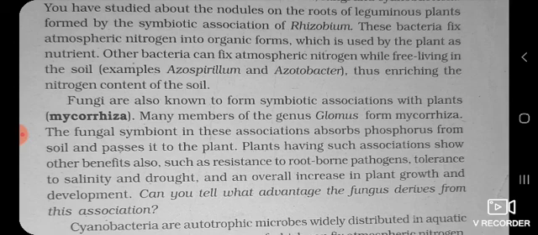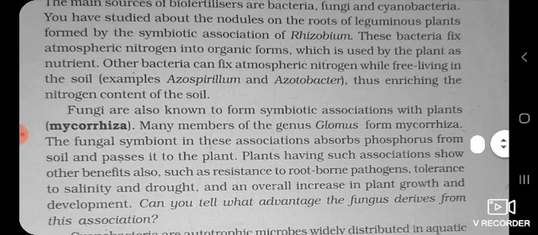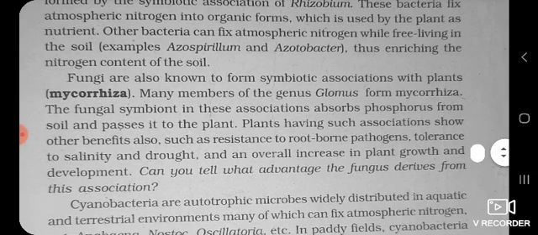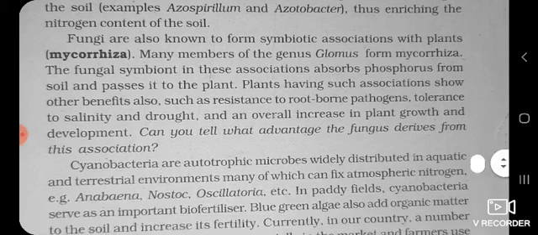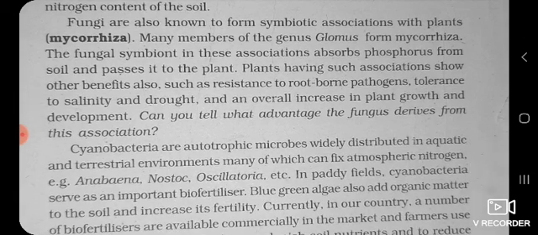Other bacteria can fix atmospheric nitrogen which are free living, that is Azospirillum and Azotobacter. Okay students, we have seen in detail the role of Rhizobium which is the symbiotic bacteria, as well as the role of Azospirillum and Azotobacter as nitrogen fixers which are free living. So we are not wasting time here. Now we'll see the last part, the fungi which also show symbiotic association with plants, called mycorrhiza.